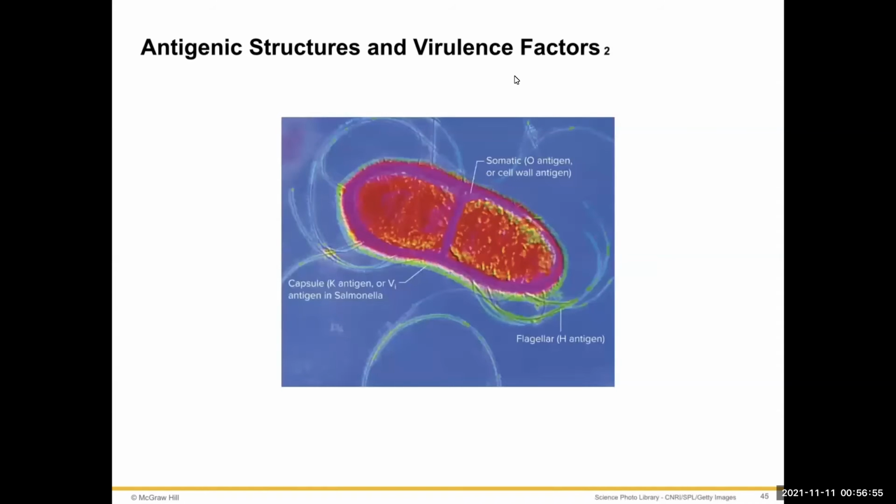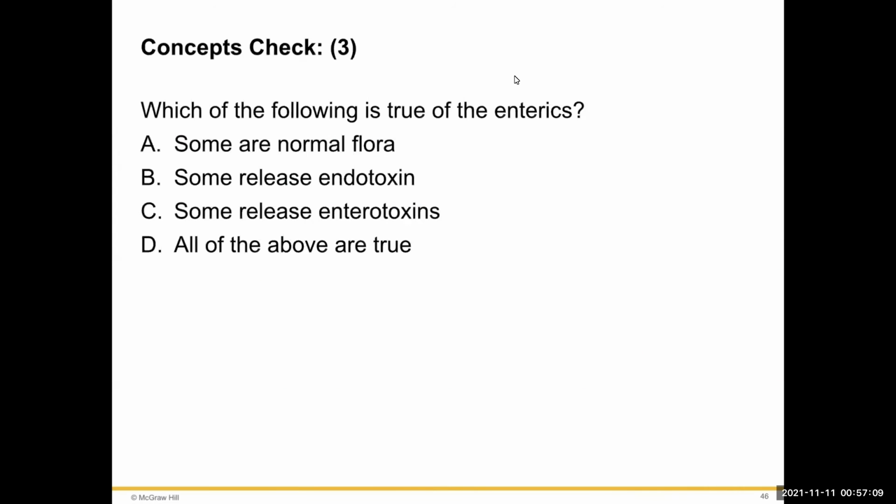Here's your antigens. This is somatic O antigen, which is on your cell wall, which is present on all bacteria. The flagella H antigen and the capsule K antigen are only present on some. Some have capsules, some don't. Some have flagella, some don't. But all have O. Which of the following is true of enterics? Some are normal flora, some release endotoxins, some release enterotoxins, or all of the above. All of the above? All of the above, yep.